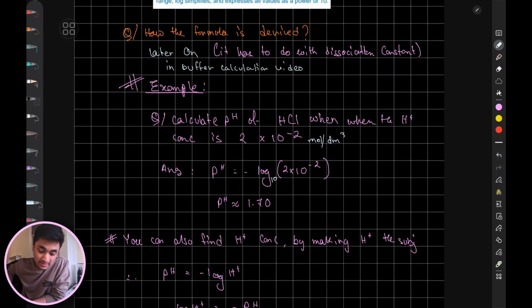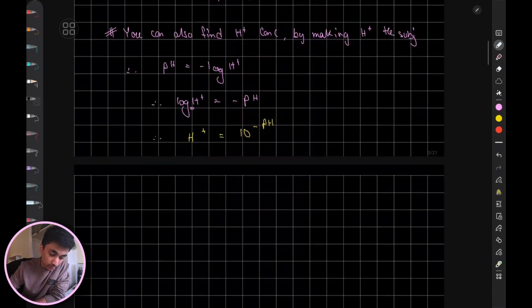So minus log base 10 of whatever the concentration of H+ is, and you will find the pH, and the pH is going to be 1.7. You just put this into the calculator. Calculators are allowed for your exam, so here's the answer. You can also find H+ concentration by making H+ the subject. So if you know the pH, you can find out what the concentration of H+ is.